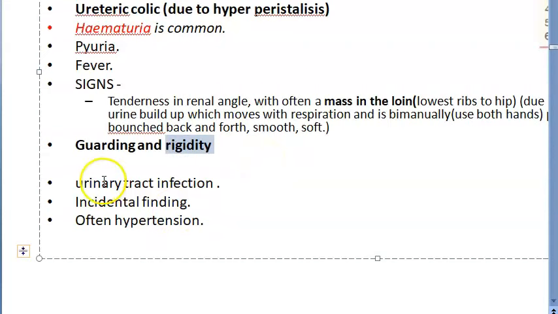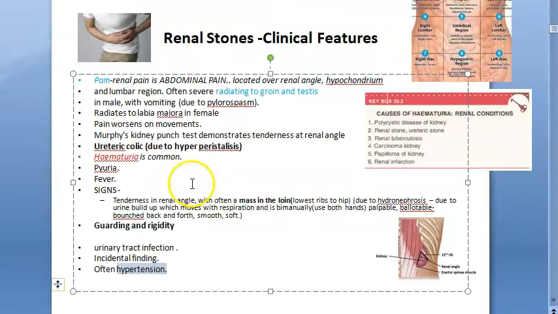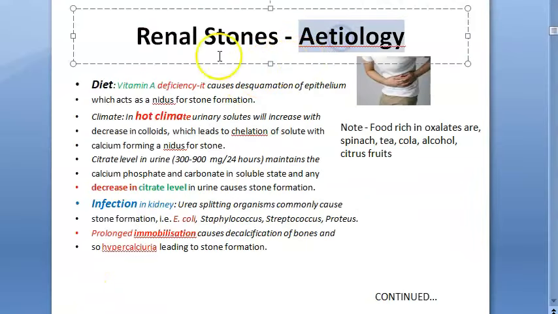Some other things that you may find in these people are urinary tract infection. You can have some other metabolic disorder which is causing the stones. There can be hypertension also because the kidney is responsible for maintaining your blood pressure also, right? So there can be hypertension. Clinical features done. Now we will move to the etiology of renal stones.